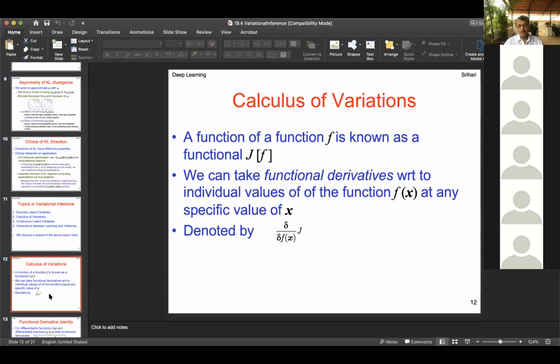Again, an example of a functional. So we're dealing with functionals. A function of a function f is known as a functional. So it takes a function as input and gives a value. So we get a single value out of the function. Again, an example of a functional is entropy.